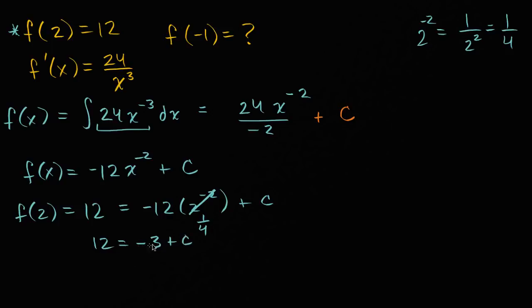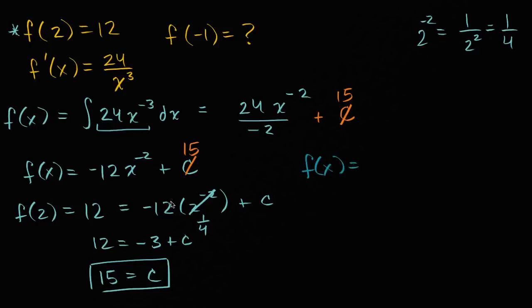Now we can add 3 to both sides to solve for c. We get 15 is equal to c. So c is equal to 15. And so now we can write our f of x as, we get f of x is equal to negative 12, and I could even write that as negative 12 over x squared, if we like. Negative 12 over x squared plus 15.